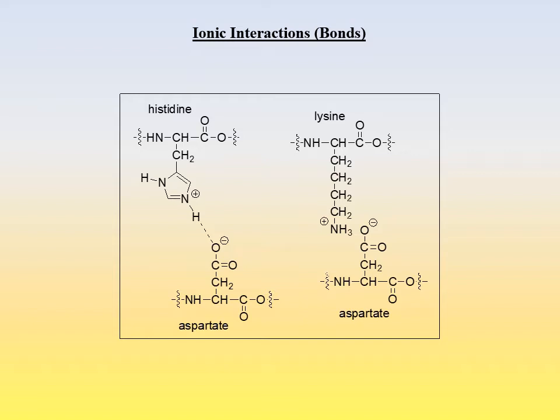And here we have some examples, an example of histidine and aspartate forming a salt bridge, or in another case, lysine and aspartate. You can also see that this can be viewed as hydrogen bonding, which we are going to cover later. So classification of intermolecular interactions is not always that clear.